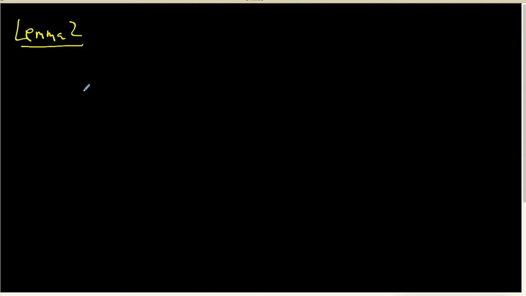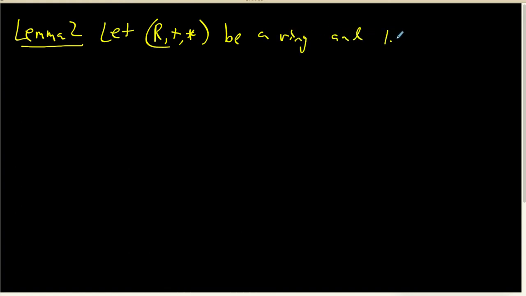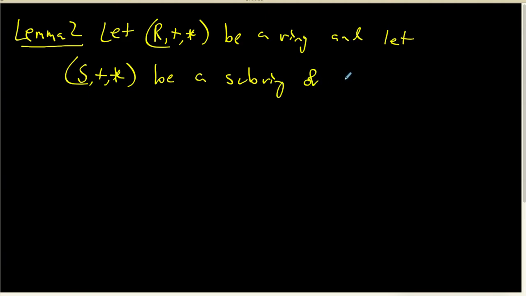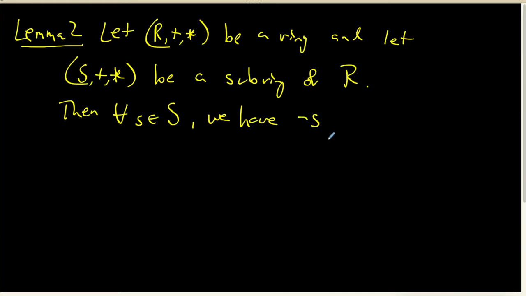And lemma 2 deals with additive inverses. So again, what we have is R is a ring, and we're going to let S, under the same plus and times, be a subring of R. And then what we're going to say is that for every little element s inside the subring capital S, the additive inverse inside R, namely minus s, will belong to the subring.